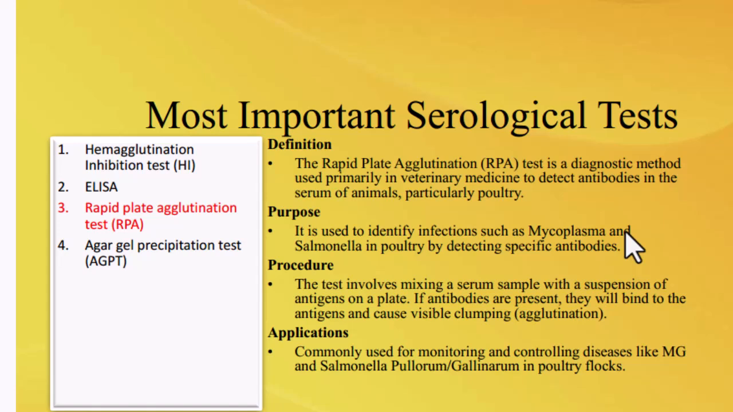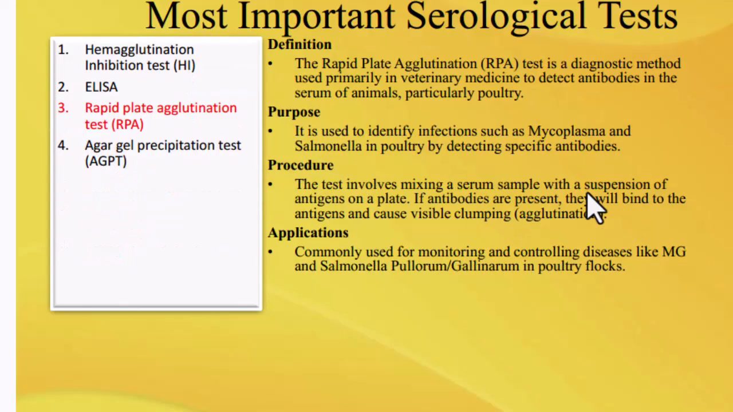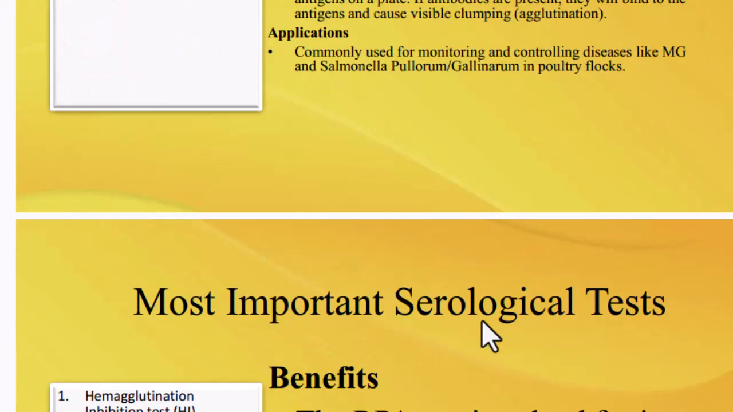The rapid plate agglutination test. The rapid plate agglutination test is a diagnostic method used primarily in veterinary medicine to detect antibodies in the serum of animals, particularly poultry. It's used to identify infections such as Mycoplasma and Salmonella in poultry by detecting specific antibodies. The test involves mixing a serum sample with a suspension of antigen on a plate. If antibodies are present, they will bind to the antigen and cause visible clumping. Application: commonly used for monitoring and controlling diseases like Mycoplasma gallisepticum and Salmonella pullorum-gallinarum in poultry flocks.